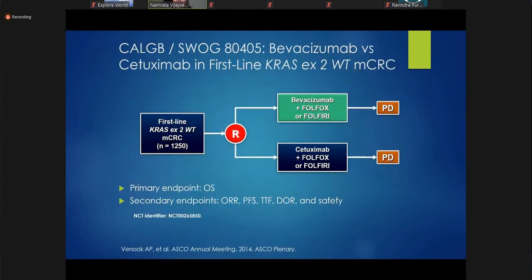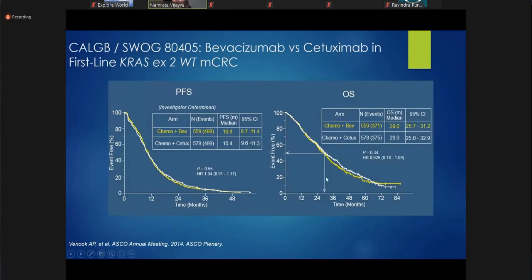But at the same time, the CALGB study, which was very similar, allowed FOLFOX or FOLFIRI as the chemo backbone and added cetuximab or Bev. In this study, there was no difference between the two, right? PFS and OS were pretty much overlapping, 29 versus 29.9. You couldn't get starker similarities than these two. So as a result, people concluded that maybe it didn't matter if you were RAS wild type, whether you did anti-EGFR first or bevacizumab first.